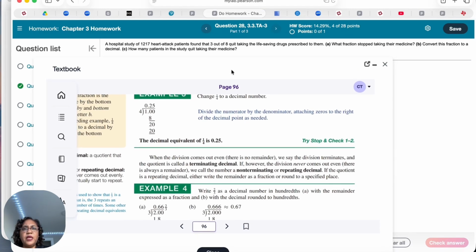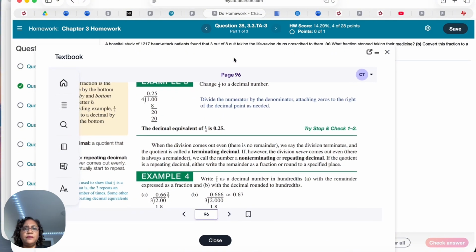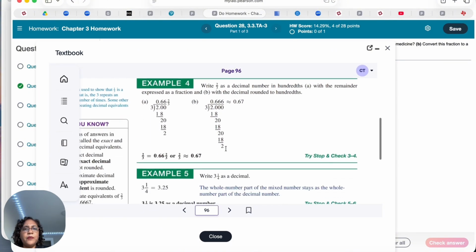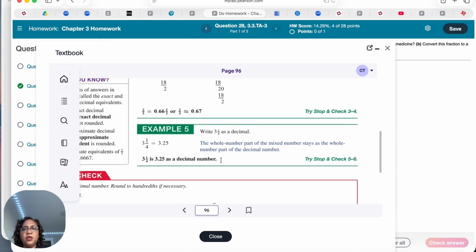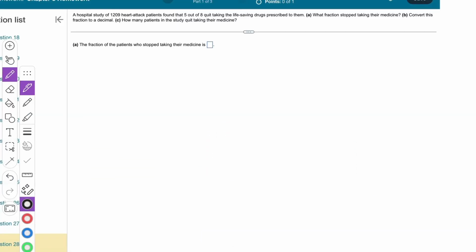Okay. So what was our fraction? It was 3 out of 8. So we need to multiply the fraction by the number of people. Okay, so I had to make an adjustment and use a question similar to the one in my lab. So it's randomized anyway. But we're going to use this problem, and then that way I can show you the steps. So the first part of this question that you want to answer: a hospital study of 1,209 heart attack patients found that 5 out of 8 quit taking their life-saving drugs prescribed to them.